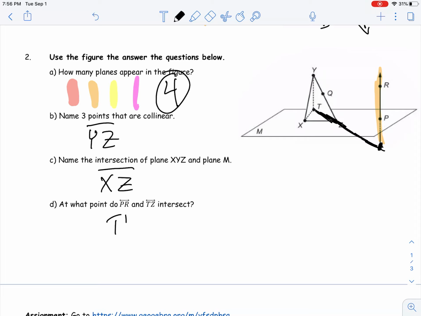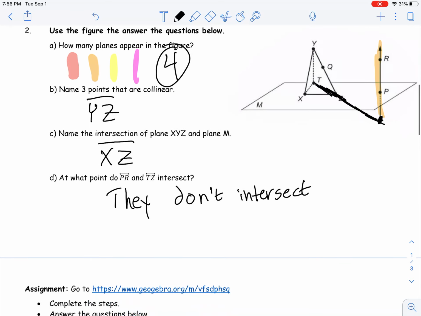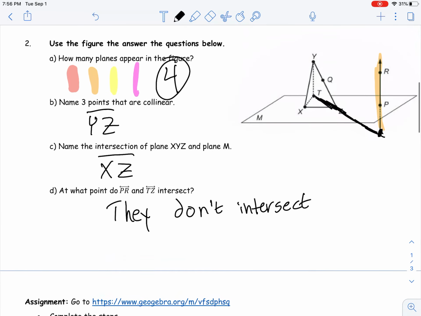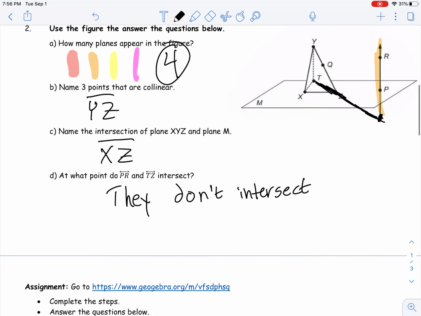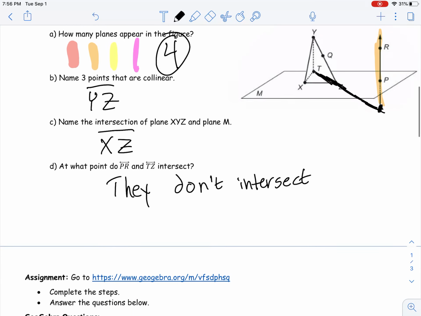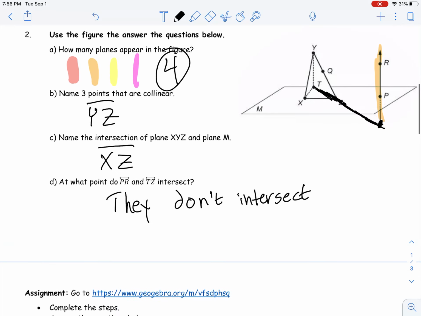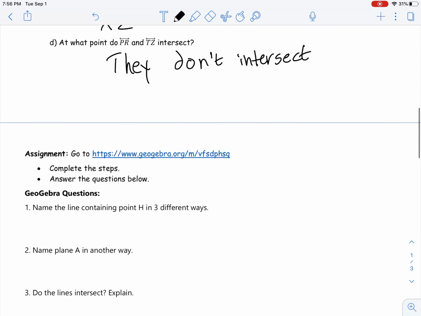And if they do, I can't see it. So I'm going to put they don't intersect. I guess if we're in class, I might change my mind or I might change this problem. But for right now, I don't see where they intersect unless I'm seeing something wrong.